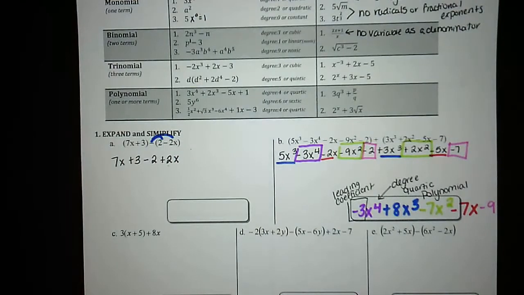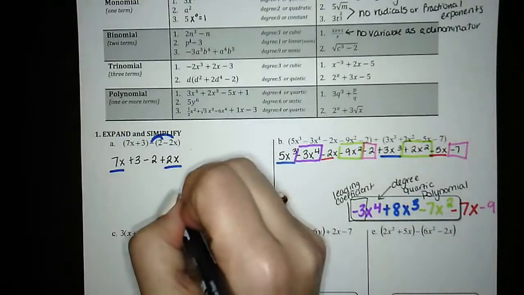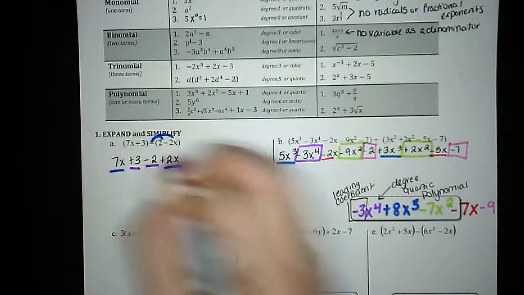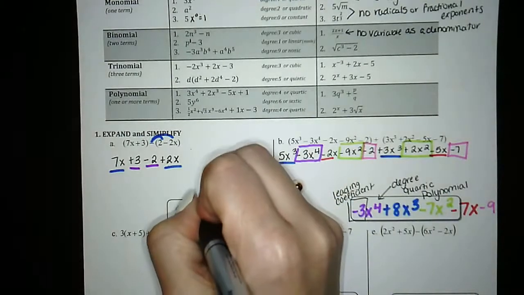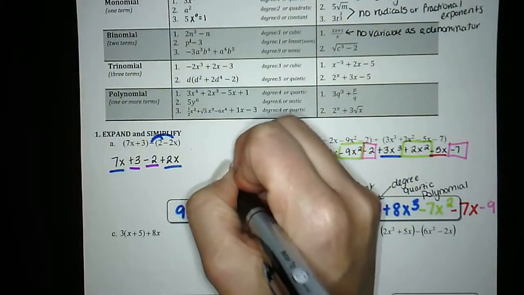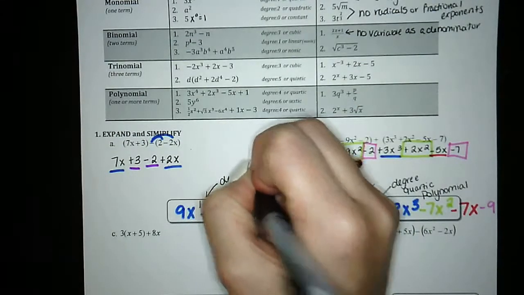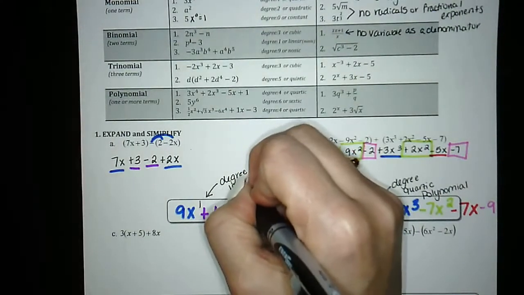And now we do exactly what we just did on part B. So we start with our highest exponents, which is 1. 7x plus 2x gives us 9x. And then we have 3 minus 2 gives us 1. The degree, remember, x is always raised to the first power if it's not written in. So this is your degree. This is a linear function. And because it has 2 terms, 2 is binomial.